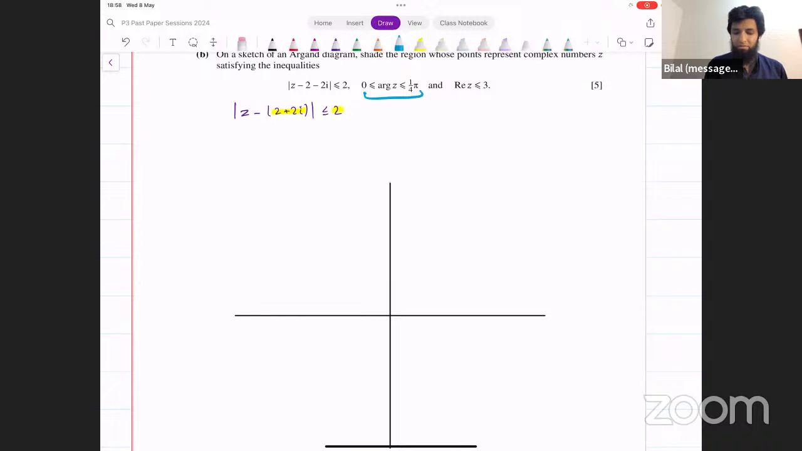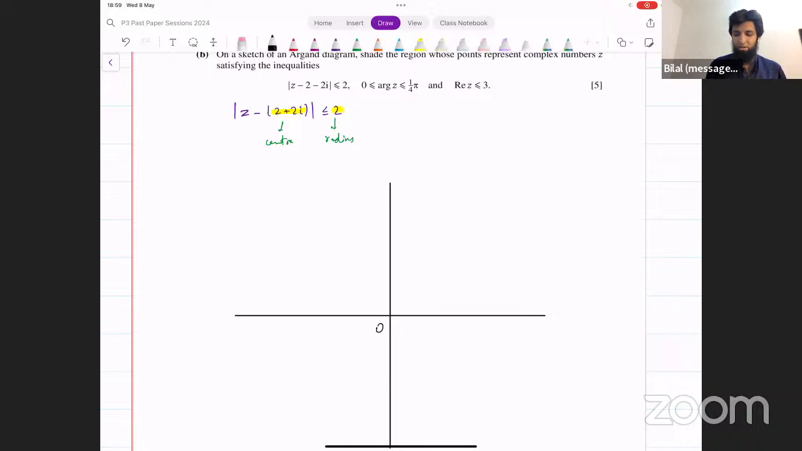Then you have the second inequality. That's a simple one. Argument of z is between 0 and pi over 4, and then real part of z is less than or equal to 3. So the only thing that we had to convert to standard form was this first one. We have done that. This is supposed to be the center of the circle, and this is supposed to be the radius of the circle, and you have to be inside the circle because it's a less than or equal to sign. Let's do that now.